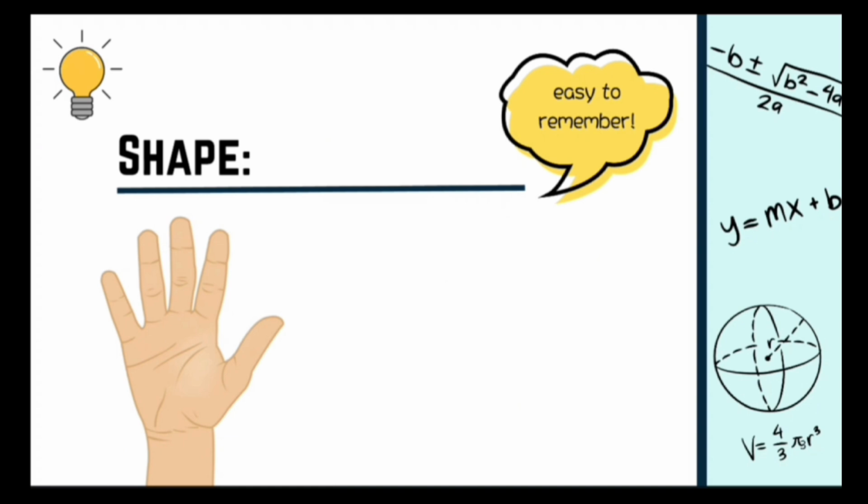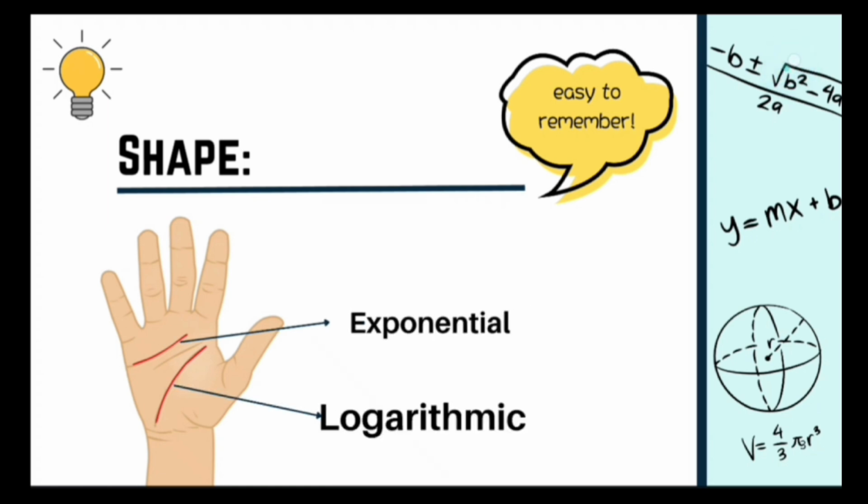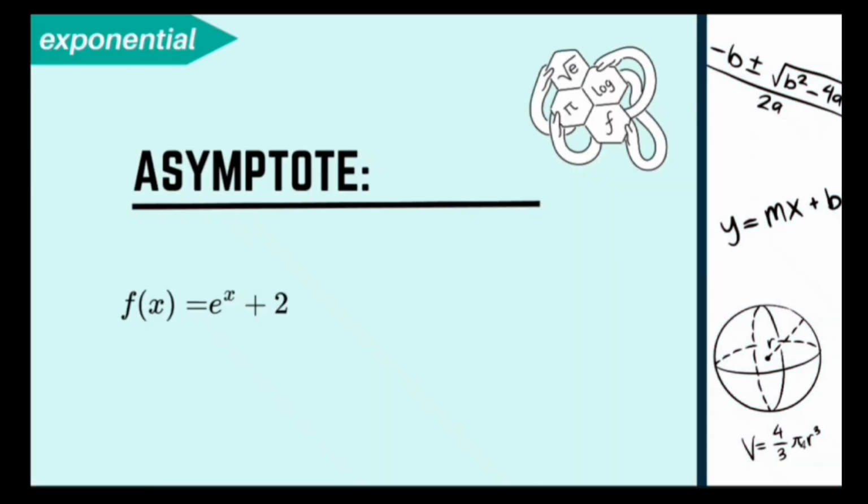We can use the lines on our palm to recognize the shape. Our palm has an upper curve and a lower curve. The upper curve represents the shape of an exponential graph, while the lower curve represents the shape of a logarithmic graph. Then we need to determine the asymptote of the function.